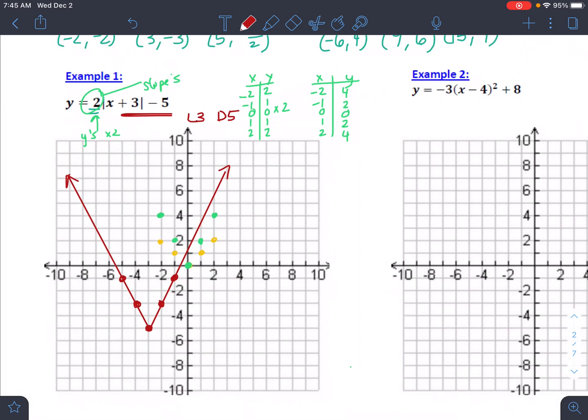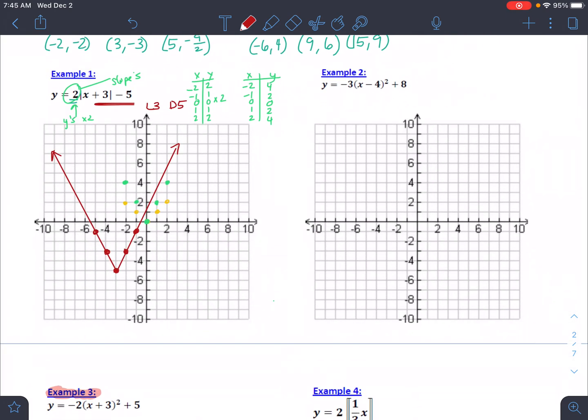Okay, so those are the two pieces. What you should do first is that vertical stretch, then deal with the left and right shift. So get it to be the right shape, then shift it horizontally or vertically. Okay, let's take a look at example 2.